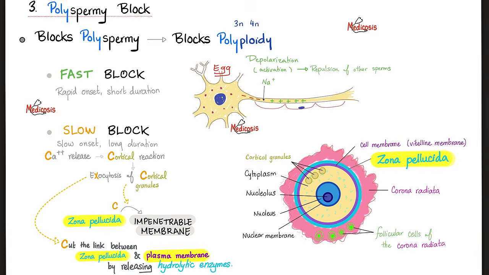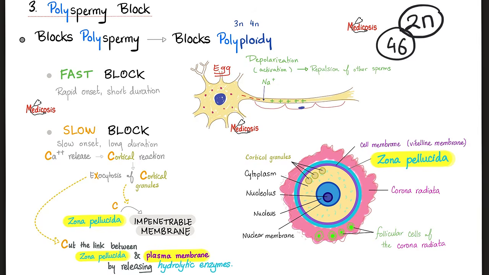Step number 3 in fertilization is polyspermy block. Here's the thing. Do you want your offspring to be like you, diploid, or do you want your offspring to be different? Of course, we want to be normal human, 2N, diploid, 46 chromosomes. And therefore, once the first sperm has entered, we should block any other sperm from entering. And this is called polyspermy block. Block the entry of many sperms.